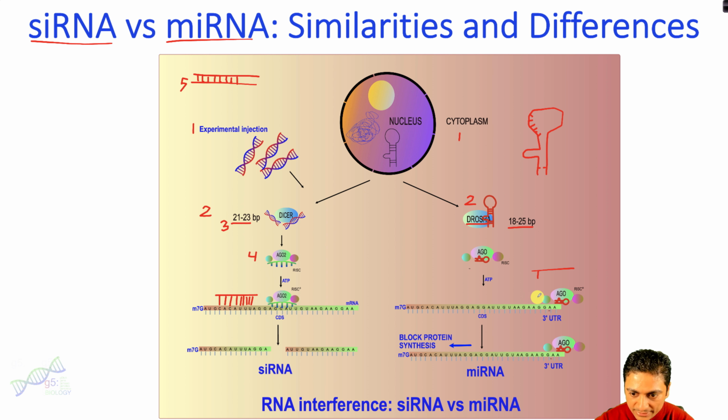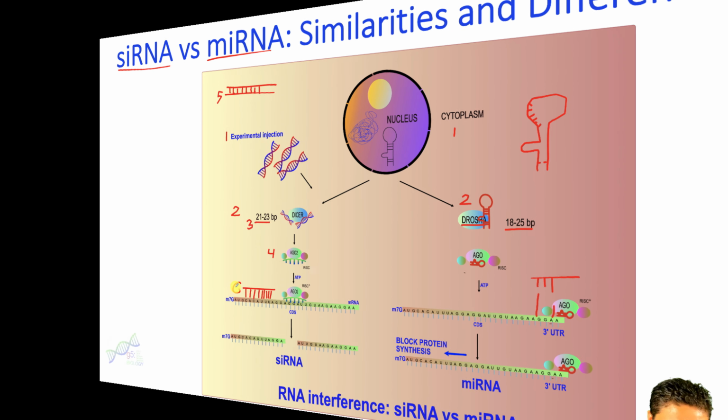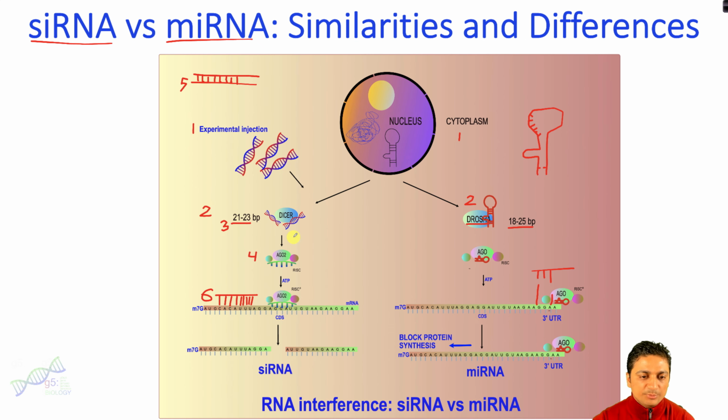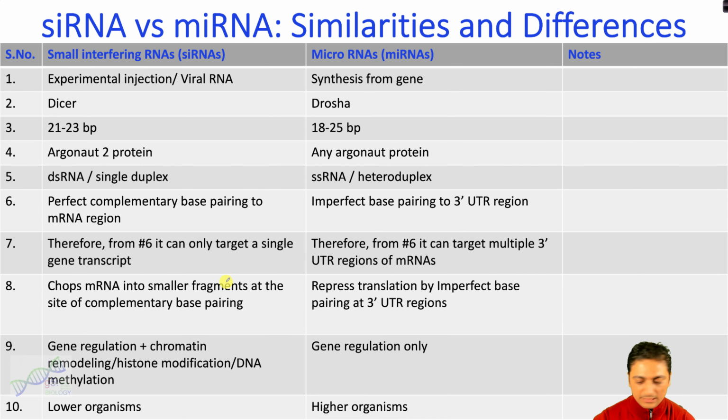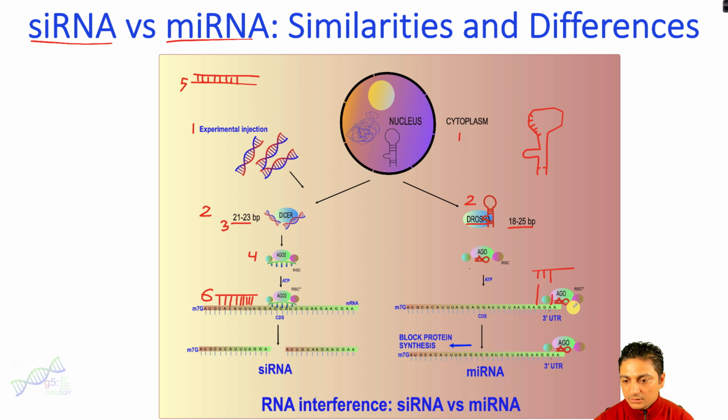So this complex is going to attach to the 3' UTR region, and if there is a random match, if one nucleotide matches to this 3' UTR region, then the second nucleotide may not match, and the third nucleotide can match to the 3' UTR region. So this is the sixth difference. There is a complete perfect pairing between the siRNA and mRNA. However, in miRNA there is no perfect pairing. Only some nucleotides pair and some nucleotides may not pair.